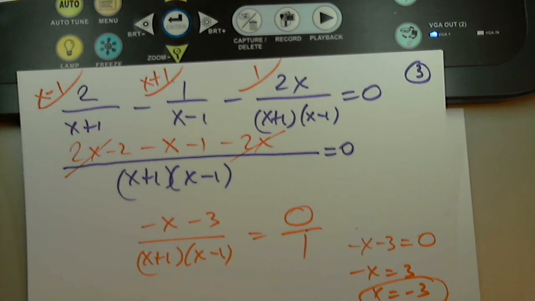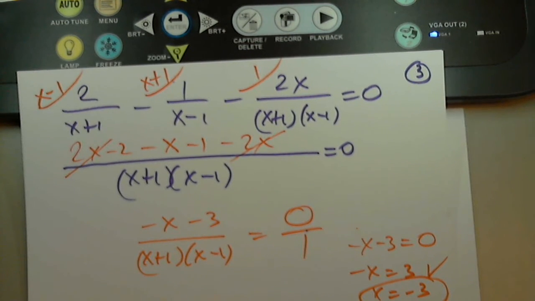What is my first thought before I say check? Does it match with the restrictions? Is -3 on the list of restrictions? The answer is no. So I'm assuming that I did not make any mistakes, so this should be the correct answer. Very good. So this really helped me because I wanted to go back and redo it, a rational equation anyway.